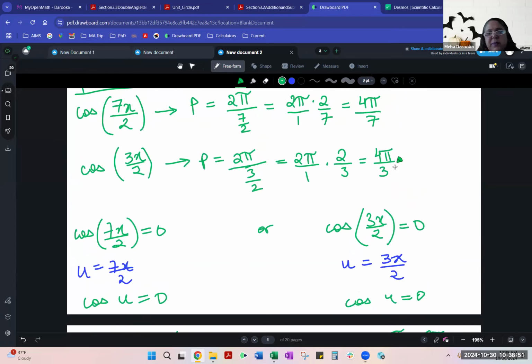So again, just using those approximations from Desmos, your 4 pi over 7 was approximately 1.795. And for the 4 pi over 3 was approximately 4.189. So do we need to add more angles to one or both?